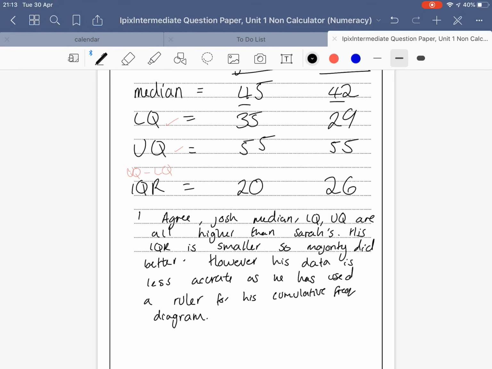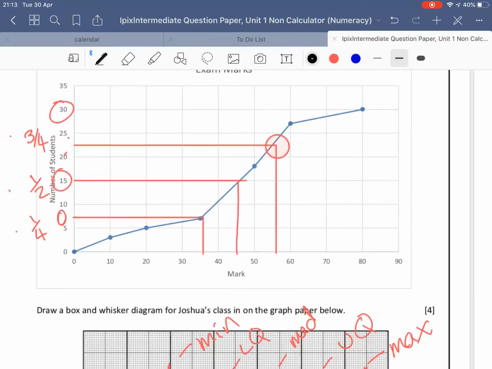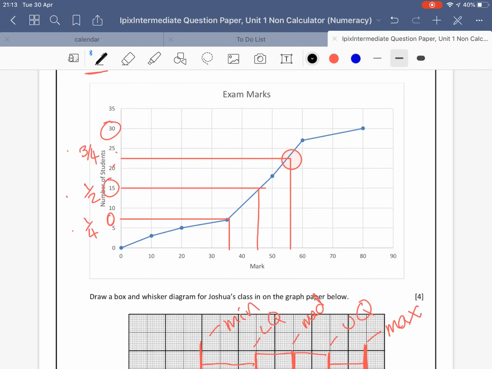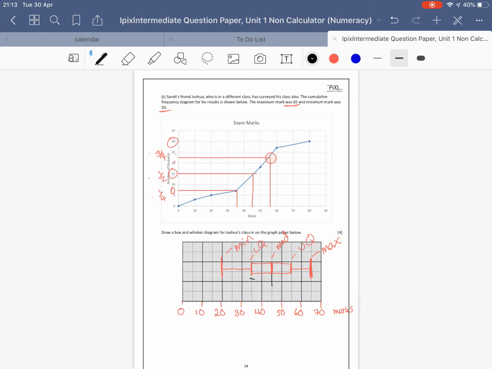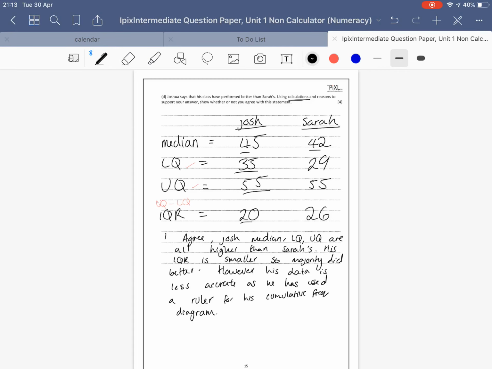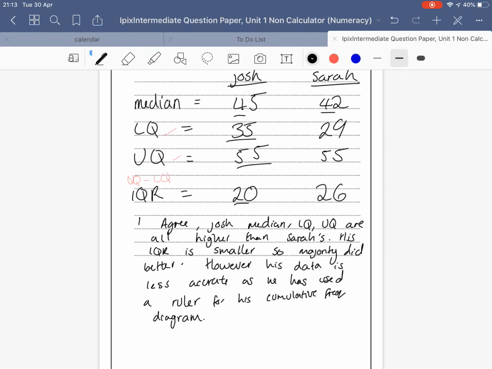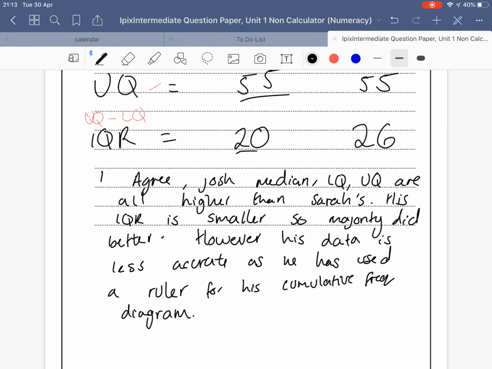His median's higher, his lower quartile is higher, his upper quartile is higher. He has a smaller range. The interquartile range is smaller, so it means it's tight knit. But that graph is not right. Don't join up your cumulative frequency graphs with a ruler, people. Just don't do it. Okay, so I actually haven't seen the mark scheme, so I don't know if my wording is okay for this, but we're going to assume it is.